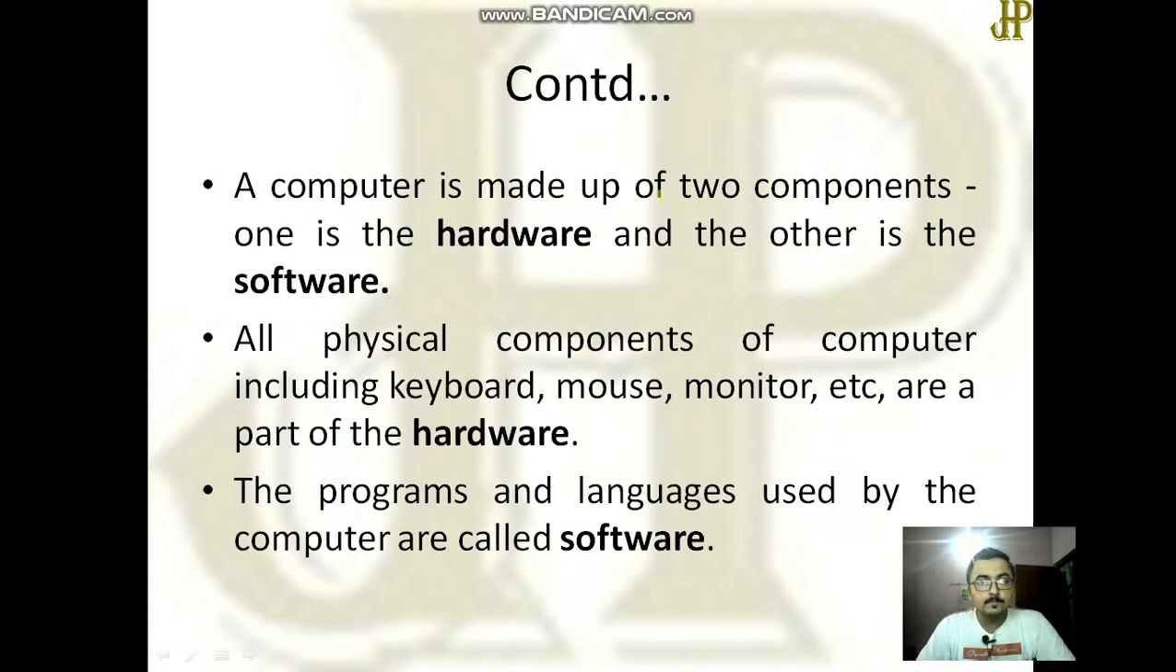So, the next point, a computer is made up of two components, that is hardware and software. Now, what do you mean by hardware and software? Whatever you feel or you can see, touch, all those components are in the category of hardware, like keyboard, mouse, monitor, and the programs and languages which handle hardware are in the category of software. Move on to the next slide.